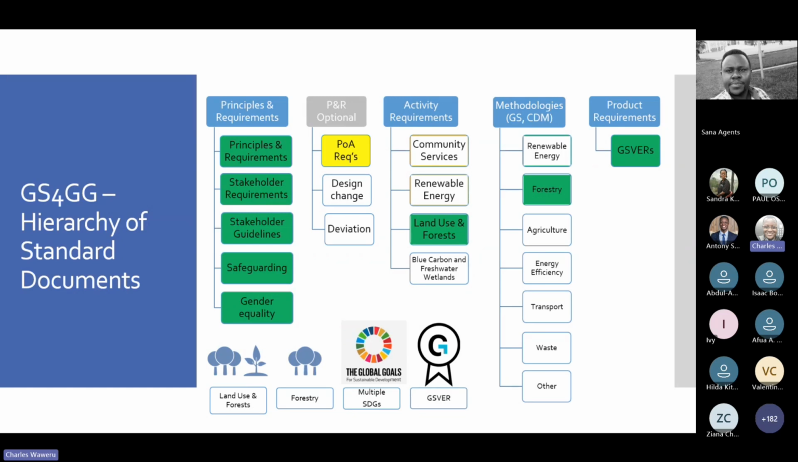Safeguarding principles as well. For example, how do you make sure you're not in breach of human rights? Indigenous peoples and communities are very important and integral parts of the ecosystem. How do you safeguard their interests? And of course, gender equality as well, just to make sure that your project is designed with gender equality in mind. Now, the second one you can see is the POA requirements. It is optional, again, depending on what you're trying to do. Are you trying to do a group project, for example?